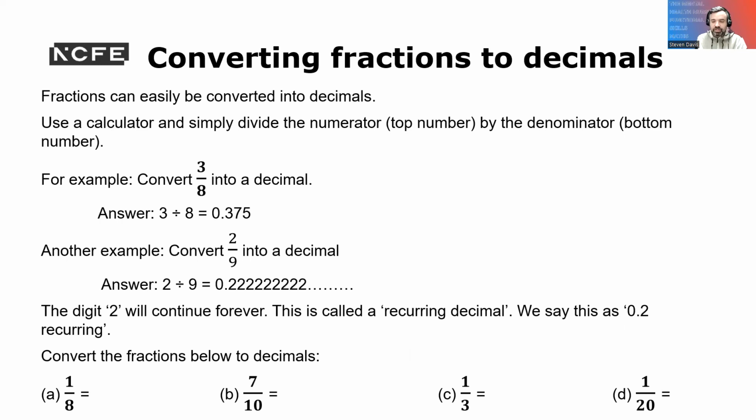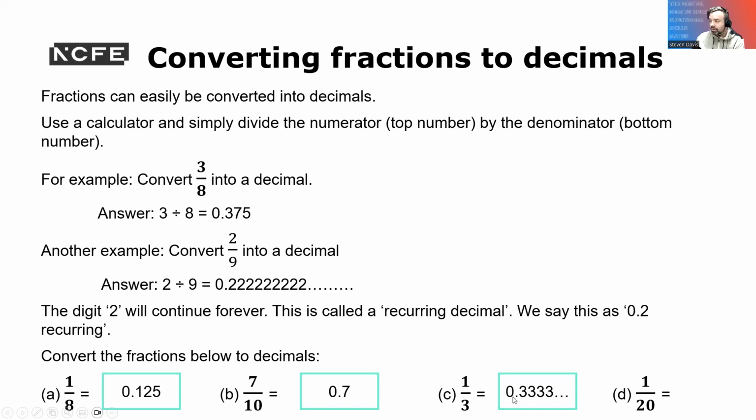Convert the fractions below to the nearest decimal. So 1/8, so 1 divided by 8 would be 0.125. 7 divided by 10 equals 0.7. A third would be, remember we just did this, 0.333333, and 1/20th is 0.05.